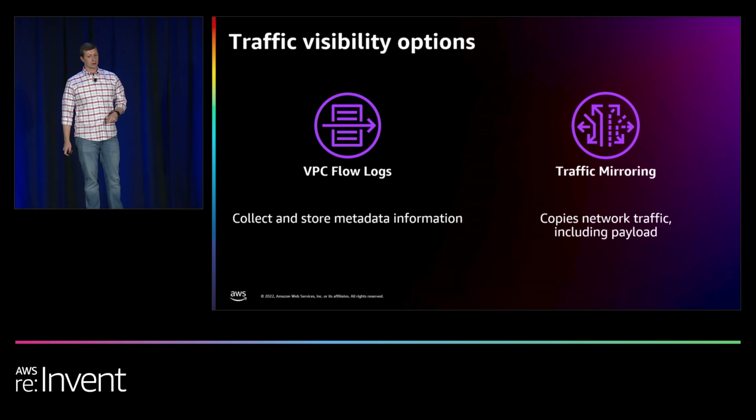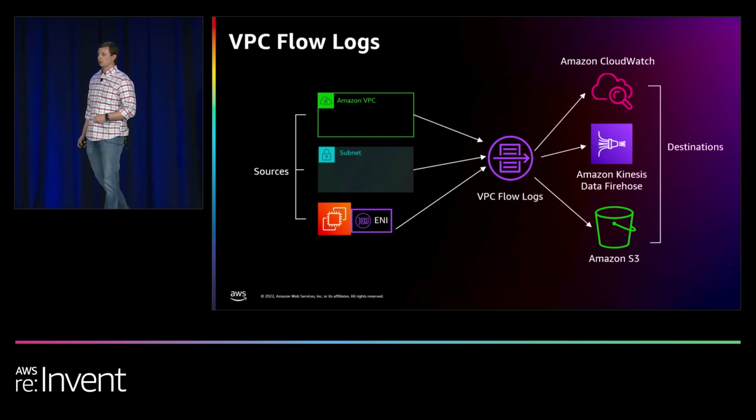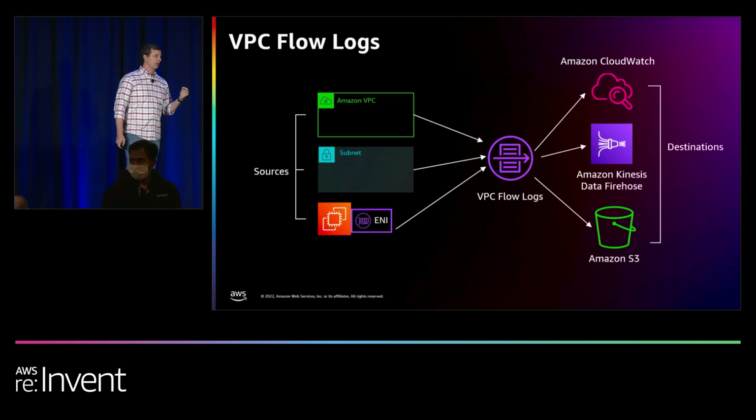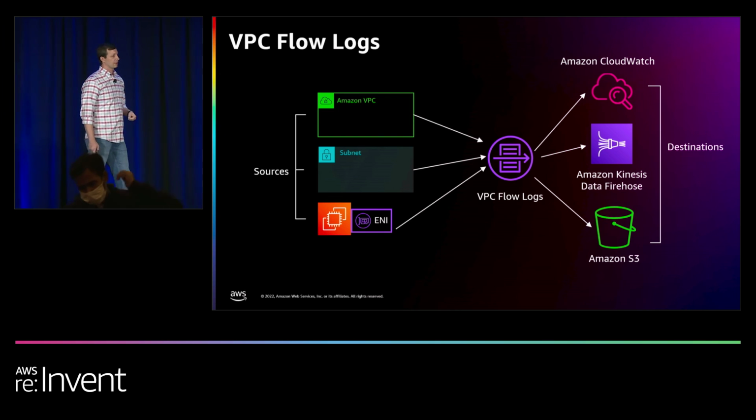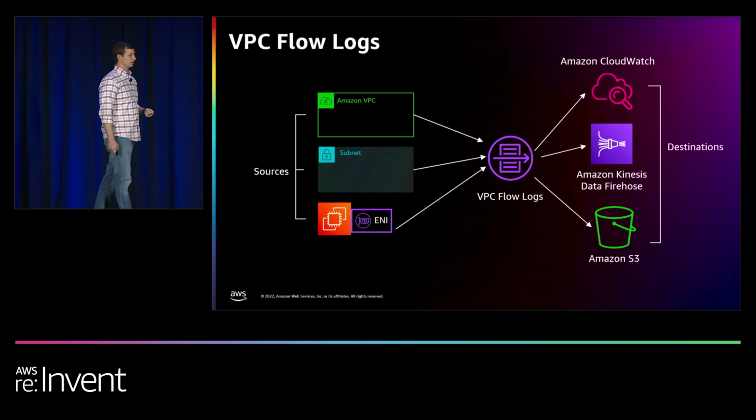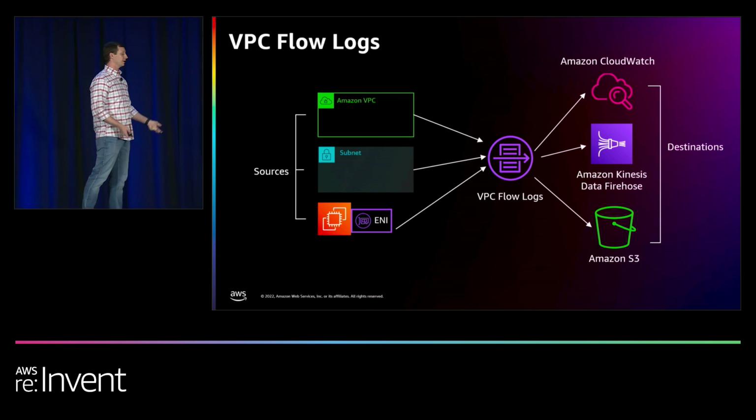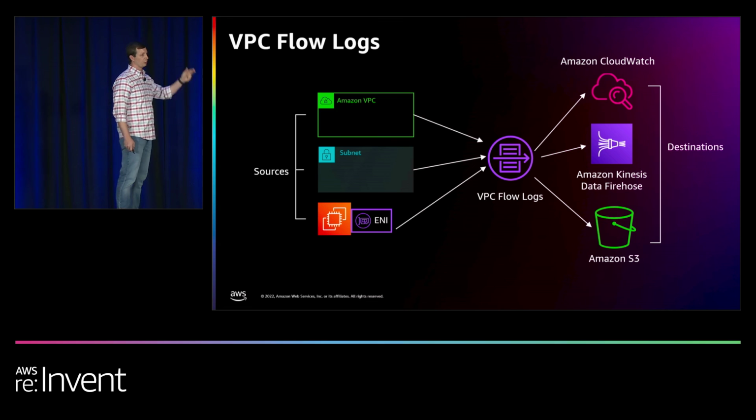VPC or transit gateway, and also traffic mirroring of being able to copy packets from your ENI and send it to some destination. With VPC flow logs, we can do it by entire VPC, a subnet, or an ENI, and we can send that to Amazon CloudWatch, Amazon S3, or one thing that we announced this year, Kinesis Data Firehose, then you can send it to a third-party application or to other analysis that you have in order to understand exactly what flows are going across your network.